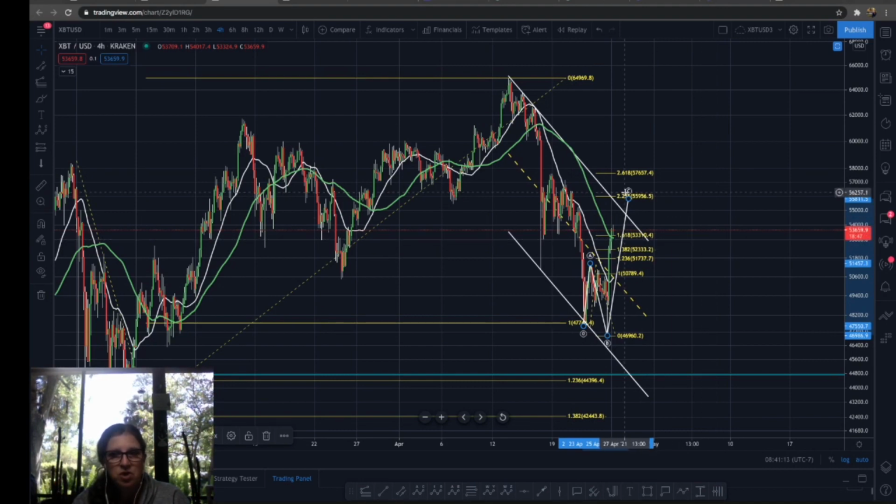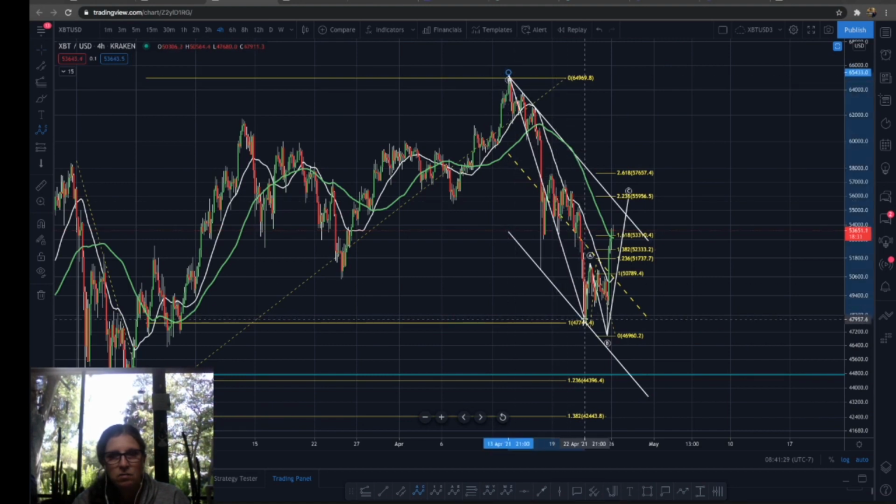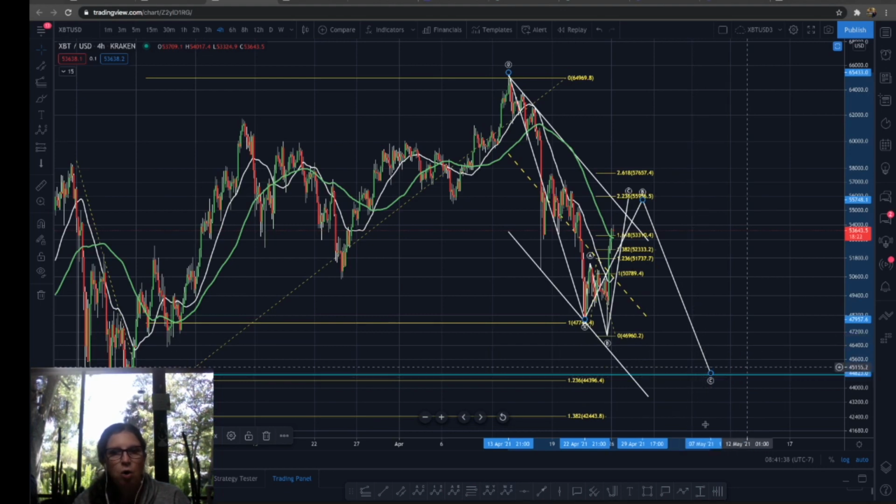And if we break the channel, it's less and less likely that this is a flat. So if it is a flat, then I see this being an A, then we came up for the B, and then we're going to get a C to the downside. And that will complete our correction. And hopefully we'll hold the 21. But let's talk about if it's not a flat.